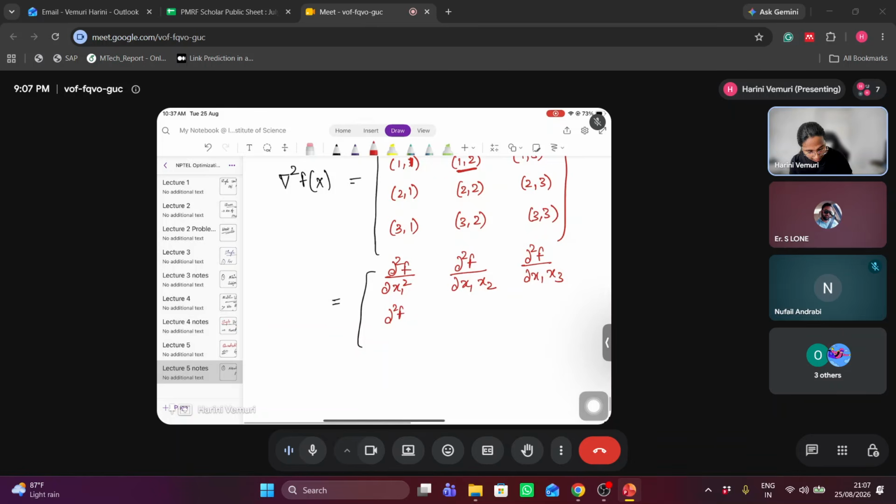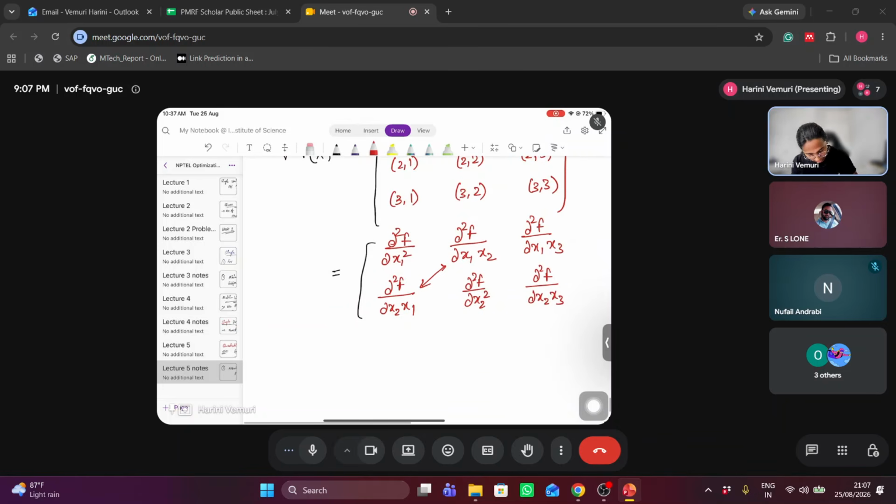Next it is dou square f by dou x2, x1. Generally these two will be the same, like we get in our 2 by 2 matrix also. It will be a symmetric matrix, okay, whenever you have this kind. Next it will be dou square f by dou x2 square. Then it will be dou square f by dou x2, x3.